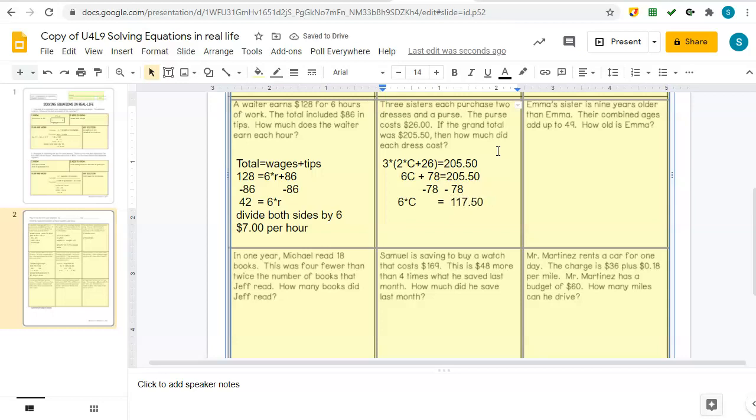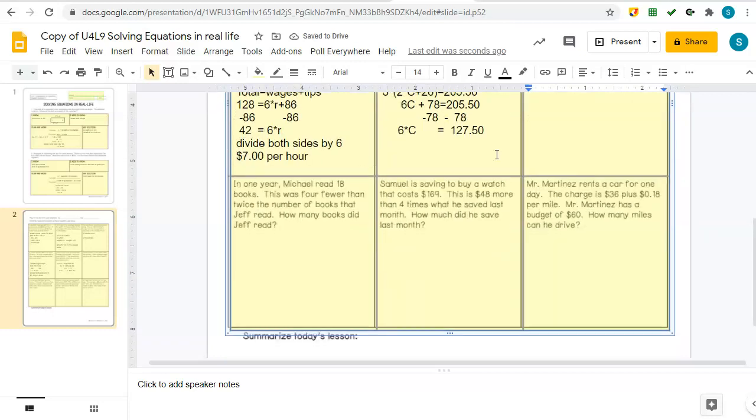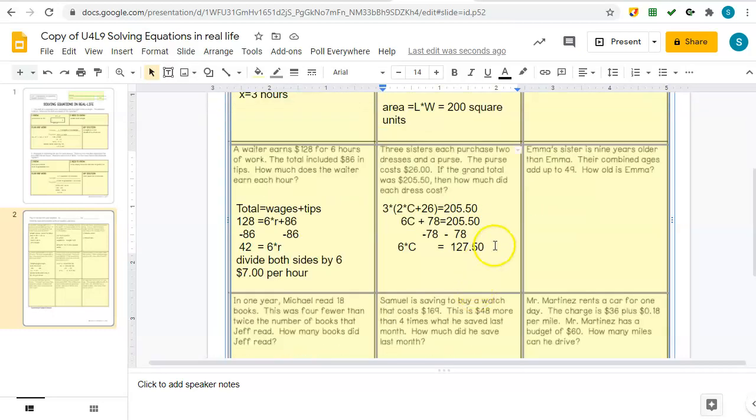Let's see if that all lines up right. 127.50. Now let's go ahead and divide that by 6. So we divide both sides by 6, and we get the cost of each dress is $21.25. Alright.